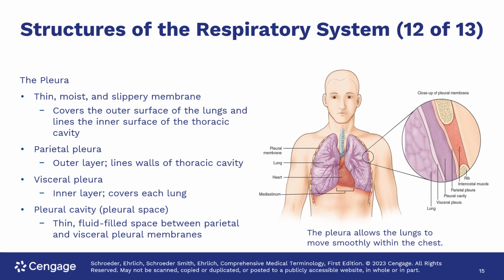The pleura is the membrane that surrounds the lungs and lines the thoracic cavity. There are 2 layers. The outer layer is the parietal layer. This is the layer that lines the thoracic cavity. The visceral pleura covers the lungs. There's a thin space in between the two layers called the pleural space or cavity. It's filled with fluid so that as the lungs move with breathing, they don't rub against anything in the thoracic cavity.